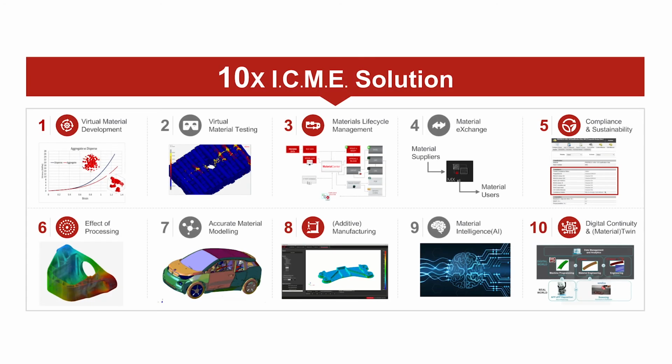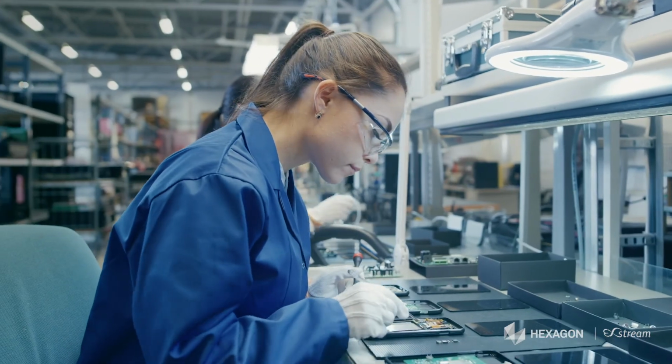Number 10 is a digital thread and material-centric digital twin. So what we are developing is connecting our software together and the data flow all together to model the entire manufacturing line, from getting the material in to getting the final product out. And the first project that we are starting on this is in collaboration with Purdue University in the US.